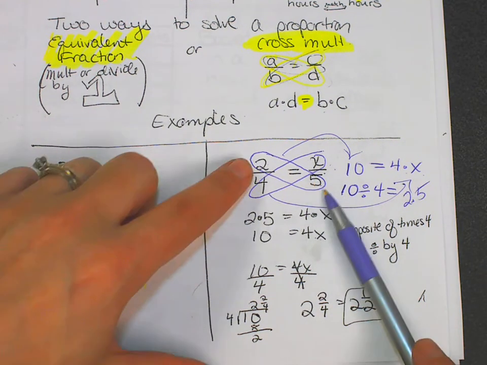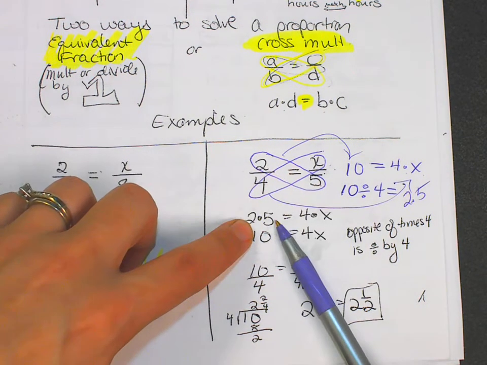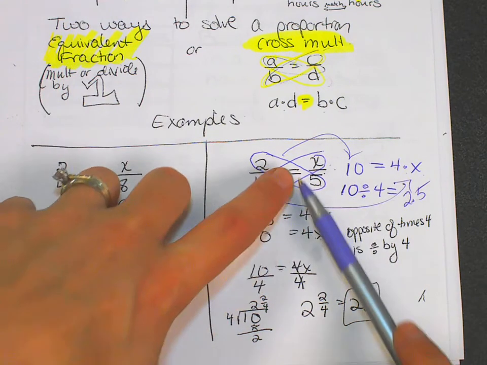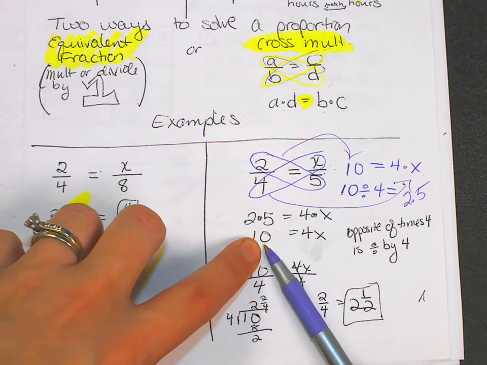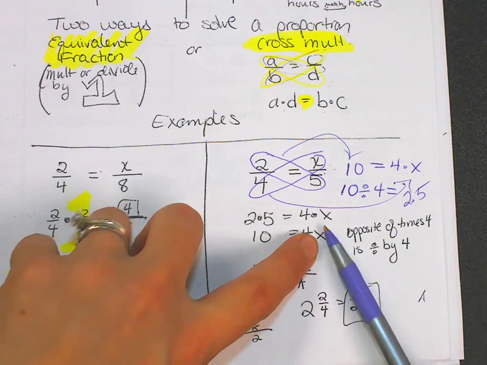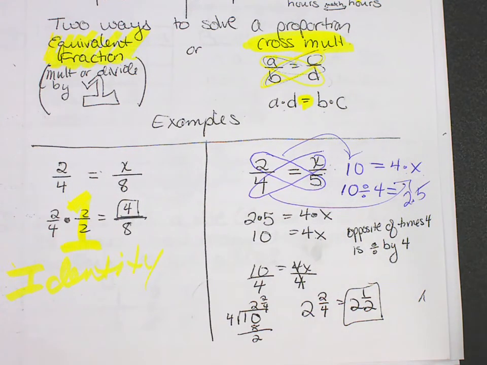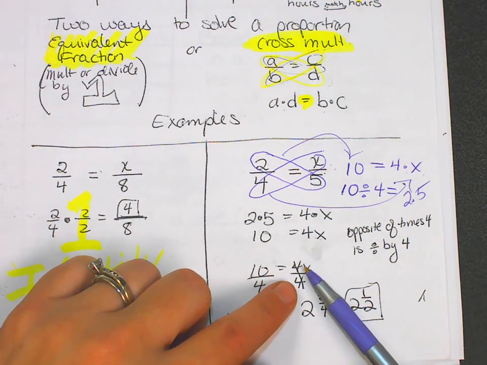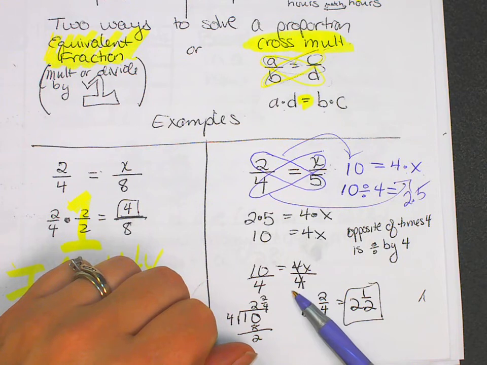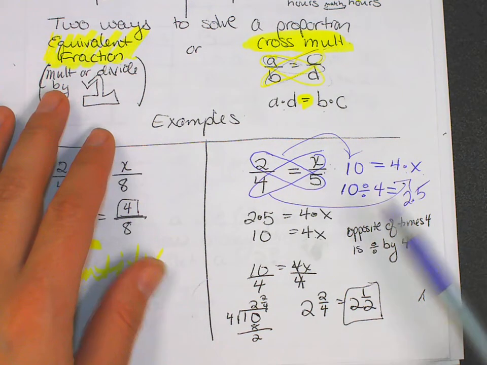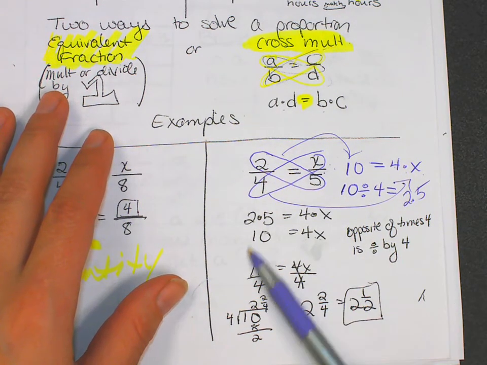So 2 times 5, 4 times x, still equal. Simplified, 2 times 5 is 10. This doesn't get any simpler. 4 times x is 4 times x. The opposite of times 4 is divide by 4. Opposites get rid of each other. Just like I did it over here, I'm just writing it more technically.